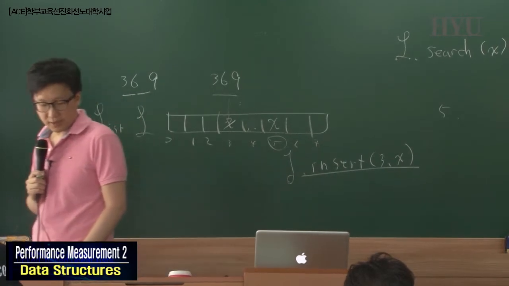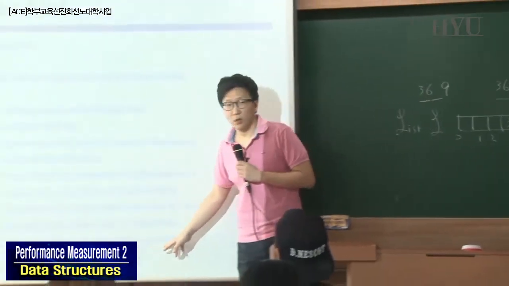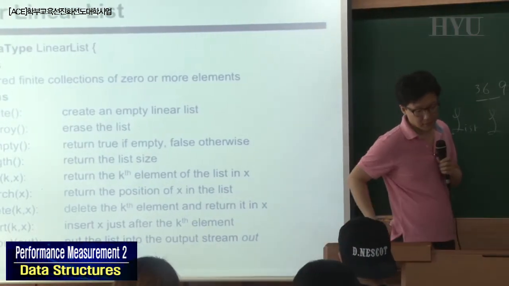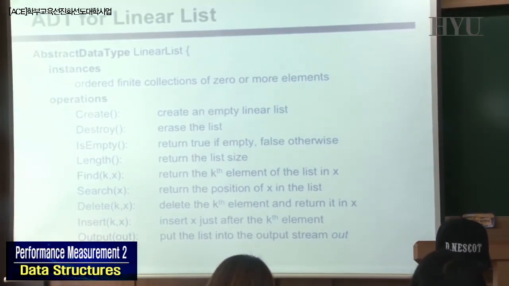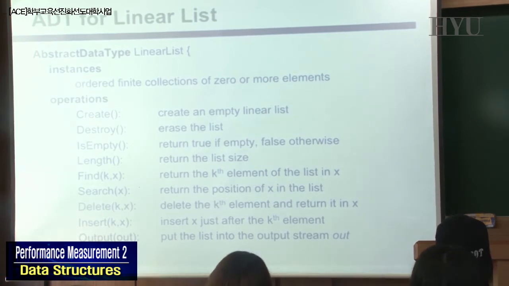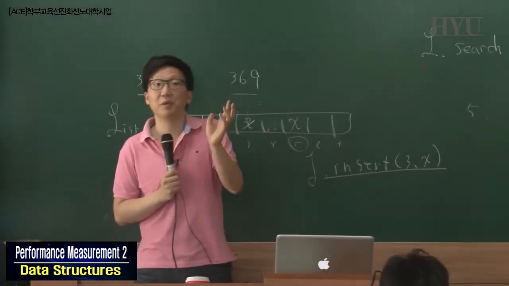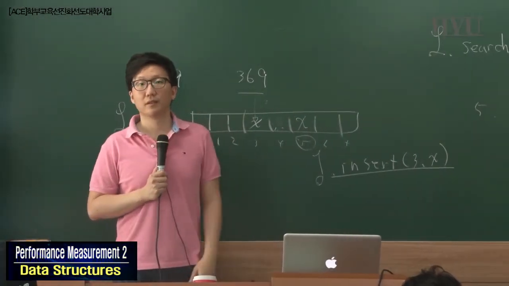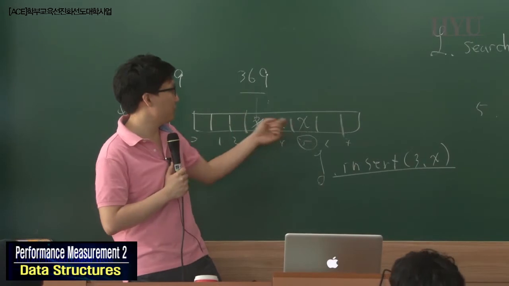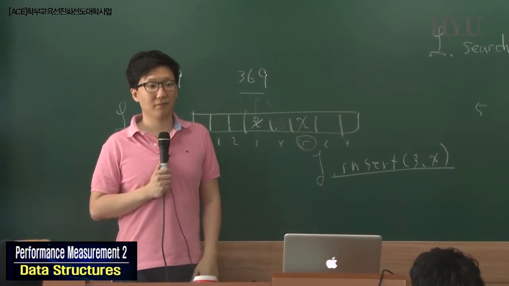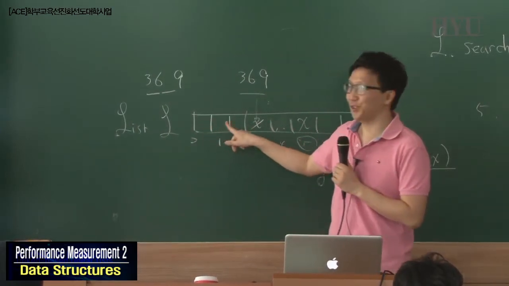Output: put the list into output stream out. What happens if you execute this operation? What happens when you do list output? They just simply print out the content of the list to maybe your screen, streaming out. How do you print out every element in this list? It's a simple for loop. One for loop, print everything: print index 0, 1, 2, 3.